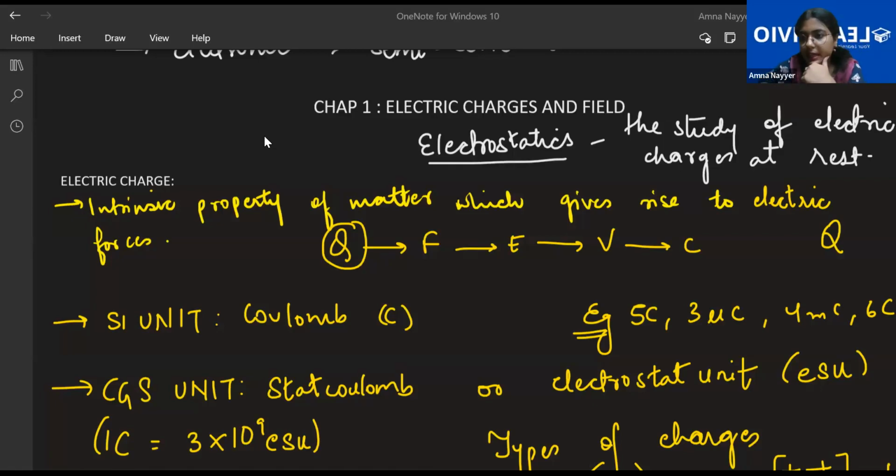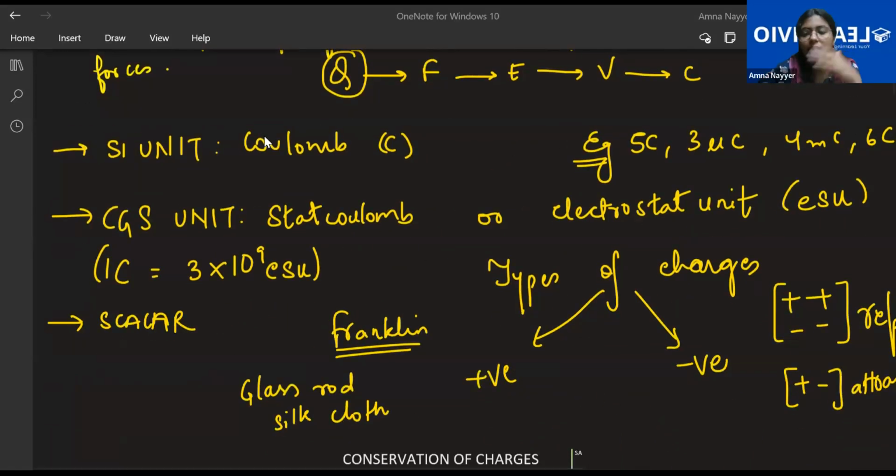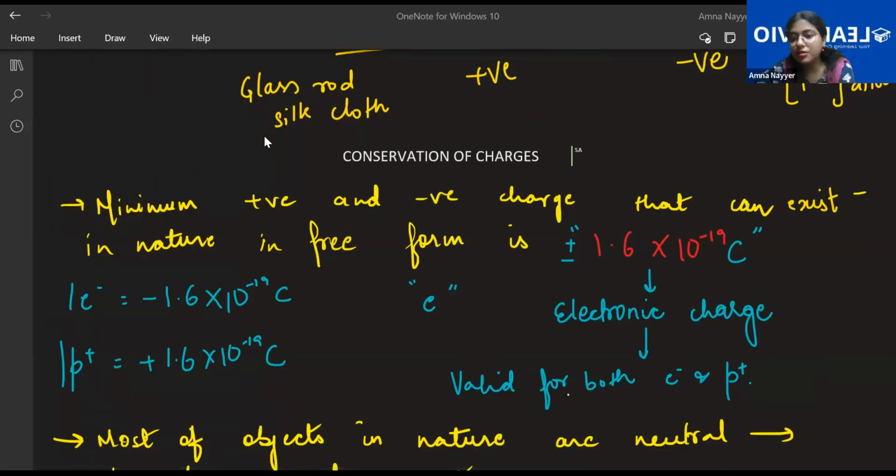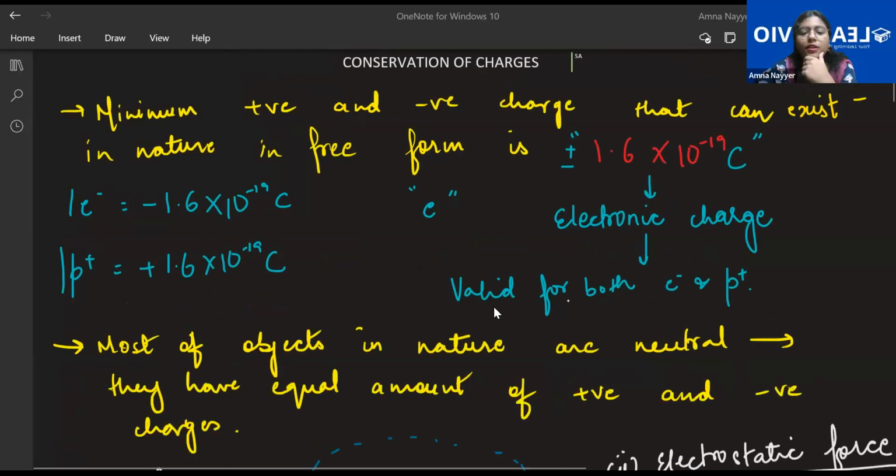So we started with the electrostatics definition. We've seen electric charges. The SI unit is coulomb, the CGS unit is statcoulomb, and 1 coulomb is 3 into 10 to the power 9 ESU. The minimum charge is that of the electron, which we've been using in our electric potential chapter and electric flux also. This is e, the electronic charge.